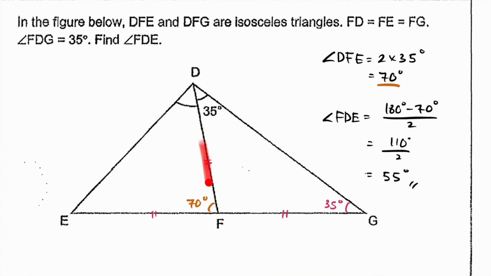Now, since this is an isosceles triangle, we can find the base angle, can we not? So 180 minus 70 divided by 2. That gives me 110 divided by 2, that's 55 degrees.